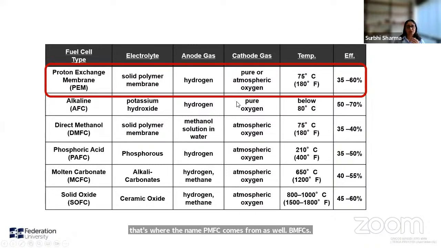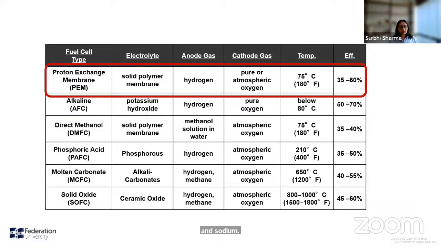PEMFCs use pure hydrogen as their fuel. Some of the other types of fuel cells can use other hydrogen sources as their fuels. Alcohol-based fuel cells, for example, can use methanol or ethanol. There are also ammonia-based fuel cells being developed now, which are not listed here. And then the high-temperature fuel cells, such as MCFCs and solid oxide fuel cells, can operate using a variety of other gases, including methane and syngas, and a variety of hydrogen-based sources, basically.